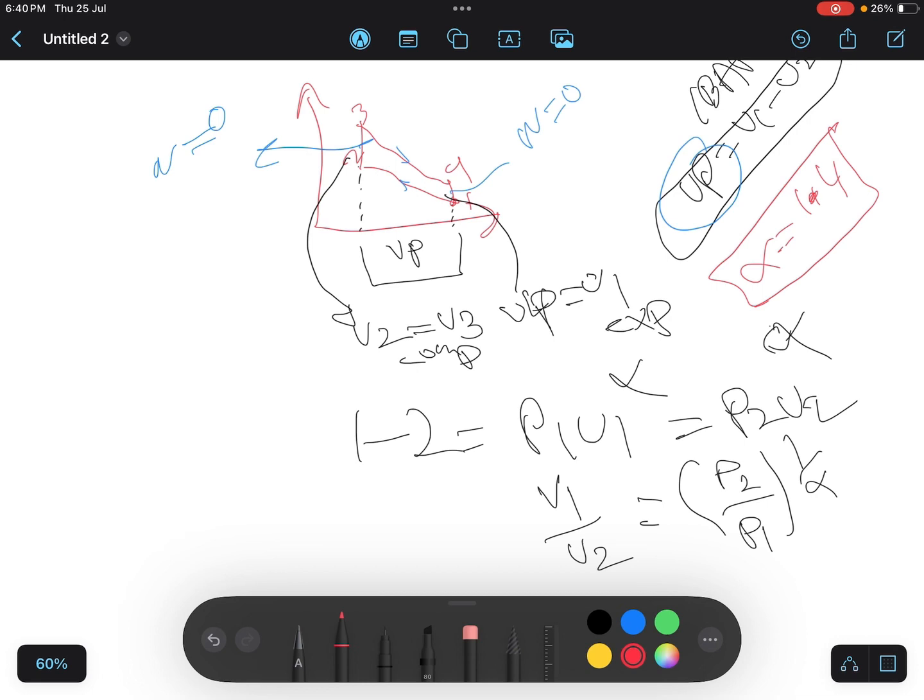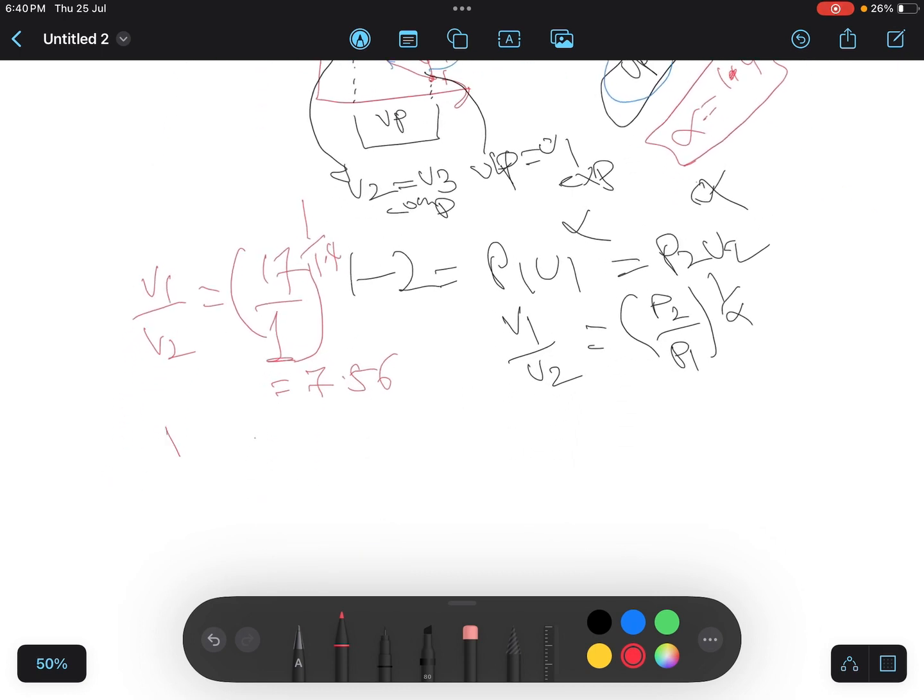So let's calculate that. V1 divided by V2 equals 17, since we already have P2 as 17, to the power of 1 over 1.4. That will equal 7.56 already, right? So V1 divided by V2 equals 7.56.